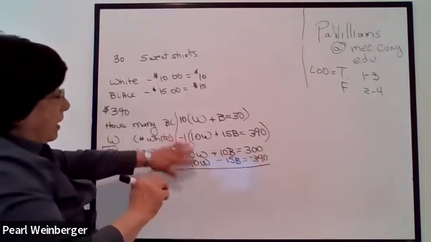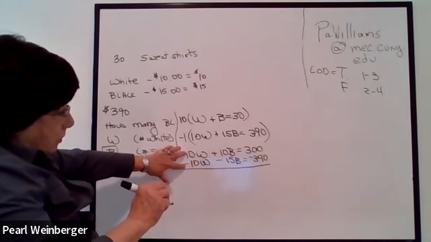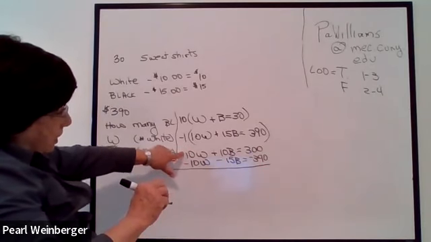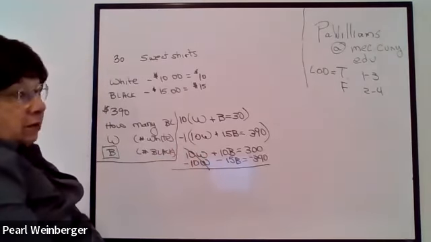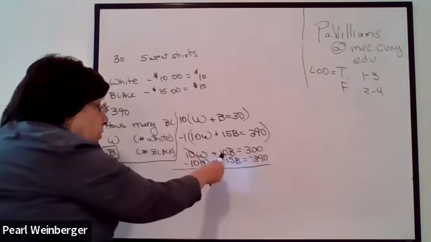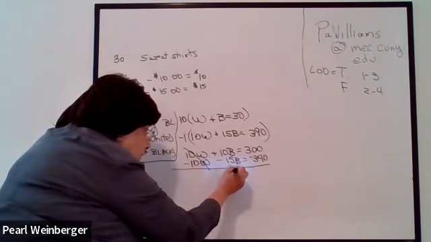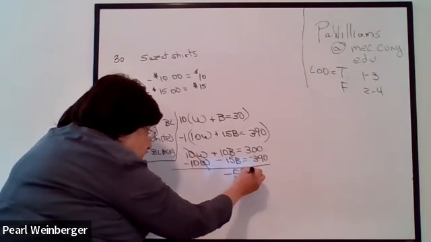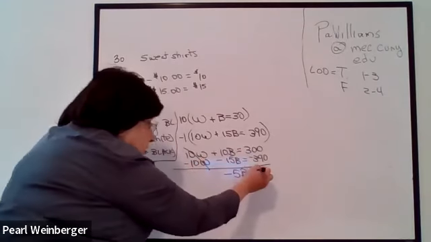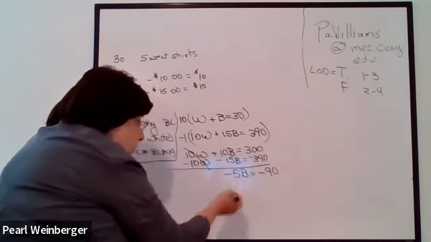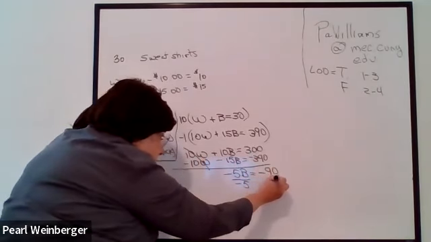Okay, and now when we add them, remember that the point of it is that we want to get rid of the W's, and we will, because a positive 10W combined with a negative 10W cancels out. It's eliminated. So then we have 10B minus 15B, which gives me negative 5B. And 300 minus 390 gives me negative 90. And I have to divide by negative 5 to get the answer.